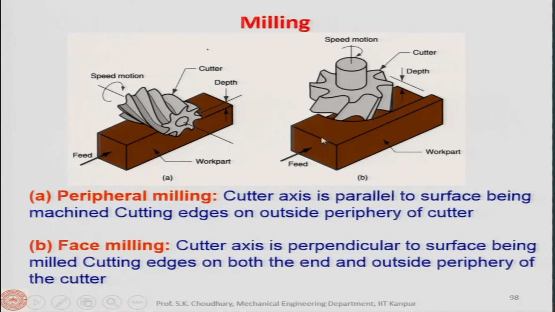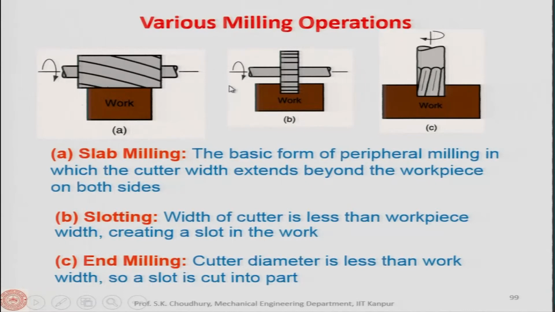Now, various milling operations are categorized, such as slab milling. This process is the slab milling process, the basic form of peripheral milling, in which the cutter width extends beyond the workpiece on both sides. Meaning that in slab milling, in one go the entire width of the workpiece can be machined. So, this is slab milling.